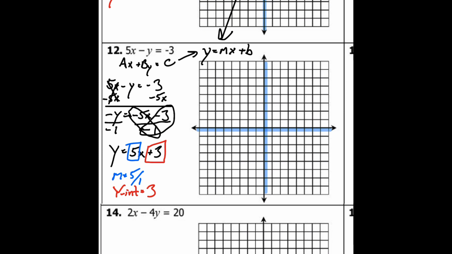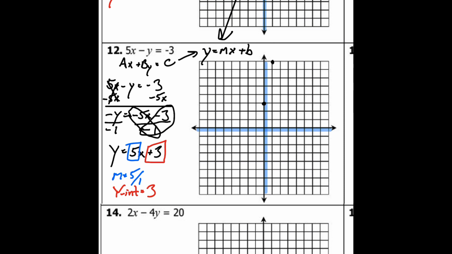We can graph our line. We start at our y-intercept. We go up to 3. 1, 2, 3. Put our point. We have a slope of positive 5 over 1. So we'll see if we have enough room to go up 5 and to the right 1. Up 1, 2, 3, 4, 5, and to the right 1. Just enough room to fit that point on our graph.